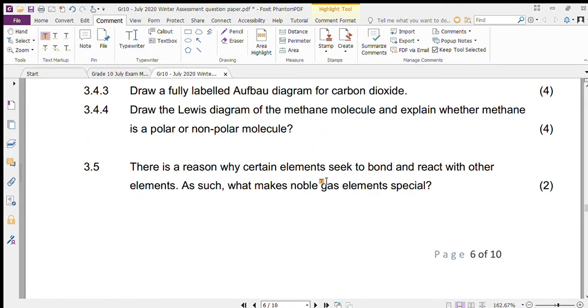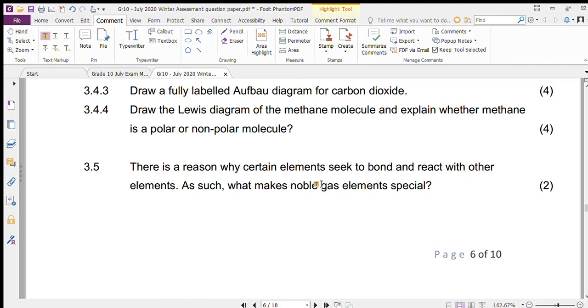3.5 was a question that I added just to get a little bit of your opinion once again. I wanted to know what makes a noble gas element special, but it also hinges off the theoretical component. And over here, I wanted you to tell me that it's got a full valence shell, or that the noble gases satisfy the octet rule, and that it's stable due to its configuration of electrons. Therefore, it does not need to bond with other elements. That was for 2 marks. So you can see I've given you a few options in the memo that you can use from there.